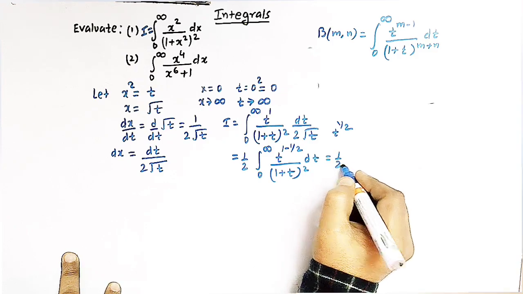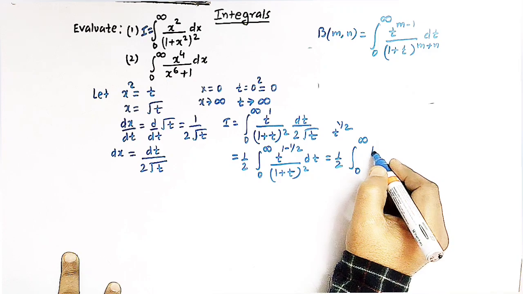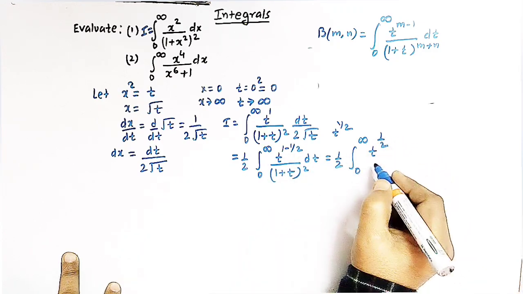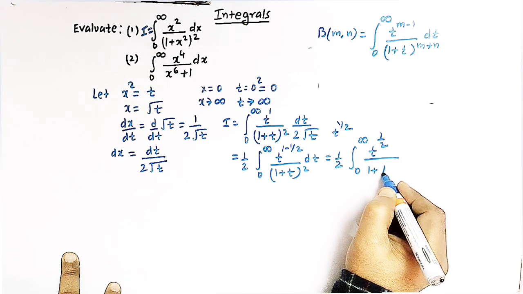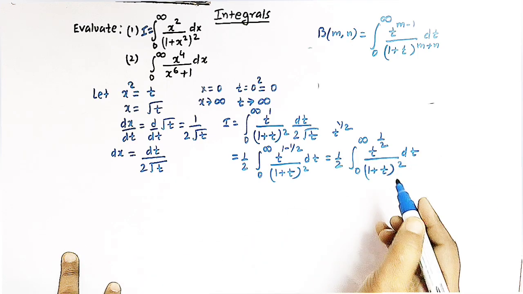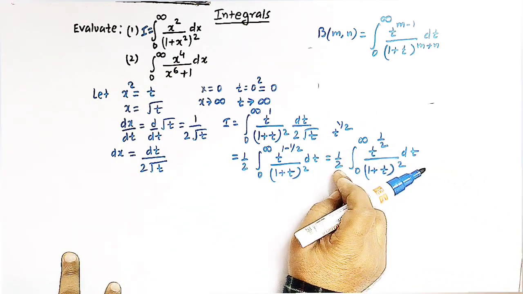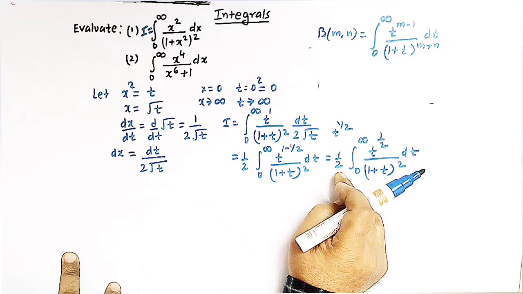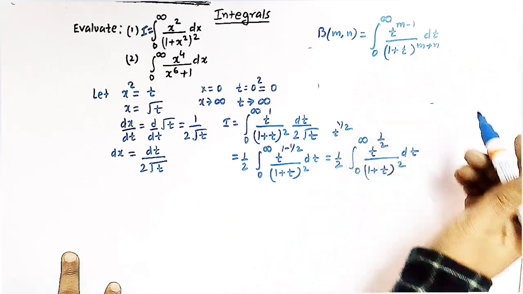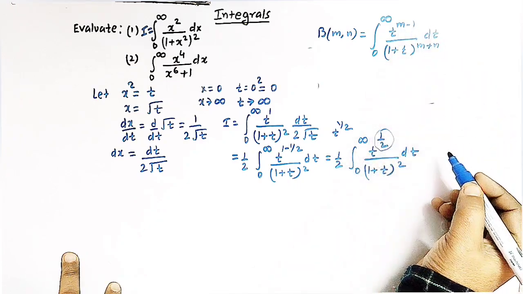So let us write it like this, that is 0 to infinity, and t raised to 1 minus half is half, right? And here we have 1 plus t square, and here we have dt. So now this integral is reduced to this one along with this factor half, right? Now if we compare this integral with this one, then we can see that here we have half, and here we have m minus 1.